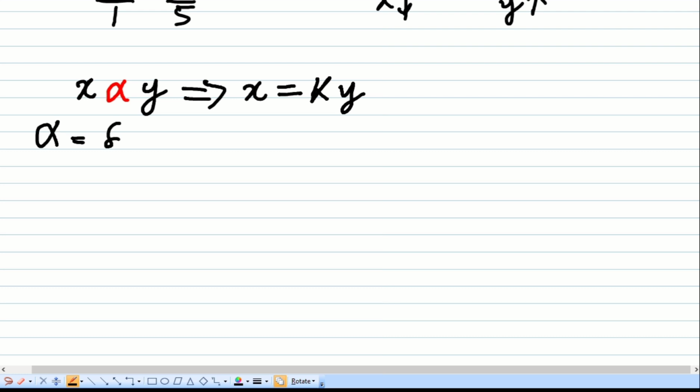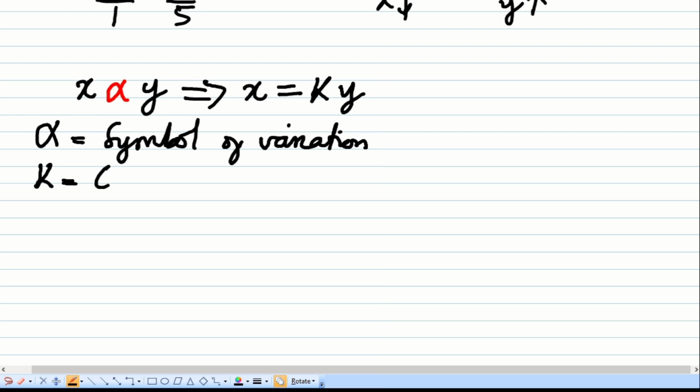This is the symbol of variation, right? And k is what? The constant of variation. So it's a constant of variation, or the constant of proportionality. Where is k coming from? You see that since these two values, x and y in this case, will either increase or decrease by the same amount, since they are directly proportional to each other, there must be a certain value that is doing the increments or the decrements as the case may be. So that certain value by which both of them must either increase or decrease is called the constant of variation.